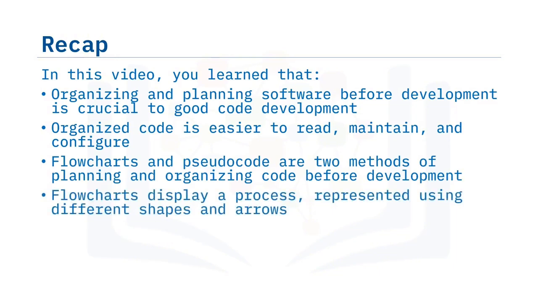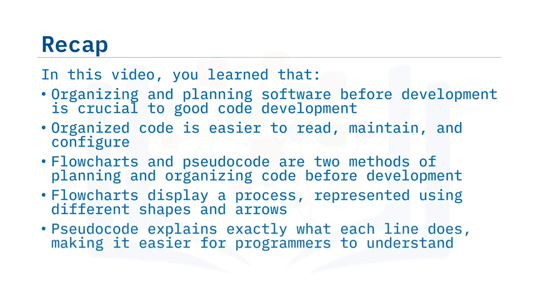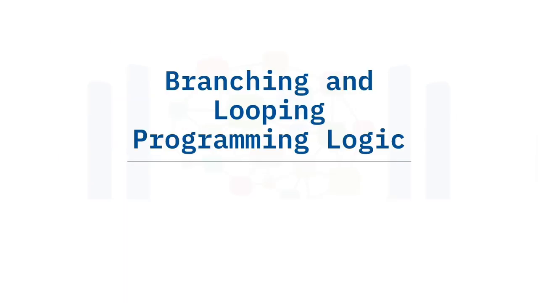A flowchart is a pictorial representation of an algorithm, showing the steps as boxes of various kinds, connected by arrows that indicate their order. And the main goal of pseudocode is to explain exactly what each line of a program should do, making the code construction phase easier for the programmer.